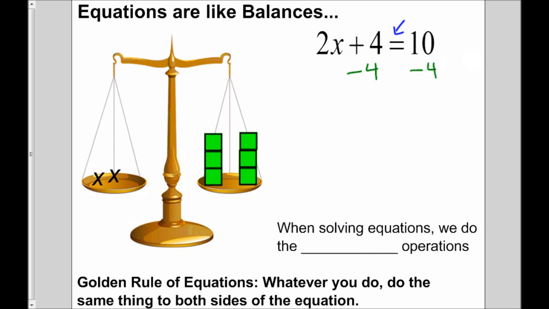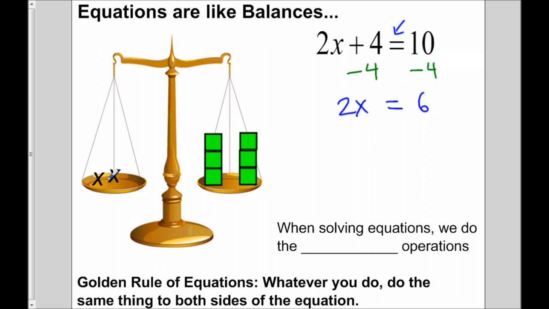And look what we have left. We have just 2x here, because the plus 4 minus 4, it's like they subtract out. That's equal to 6, which is also 10 take away 4.